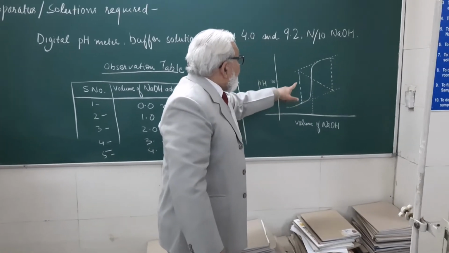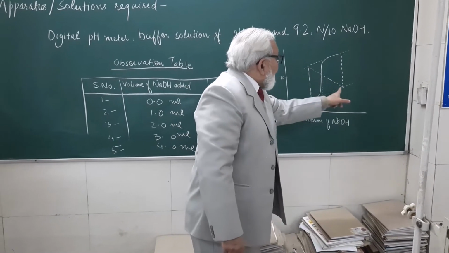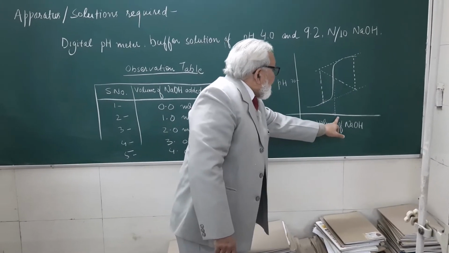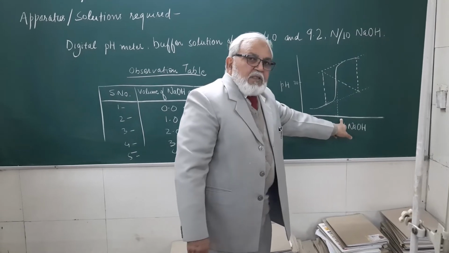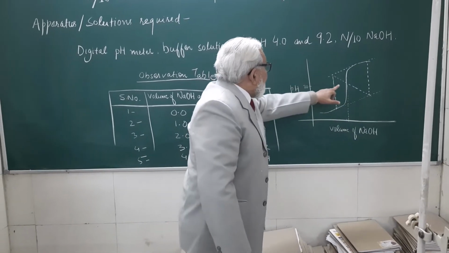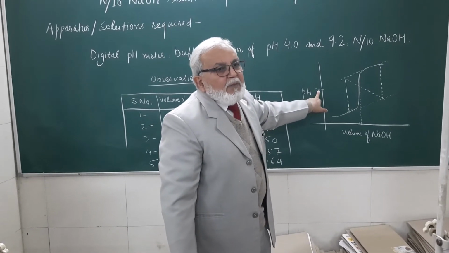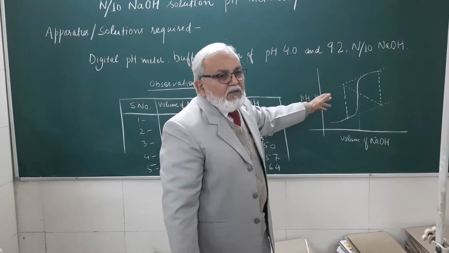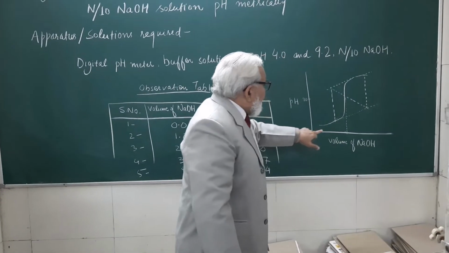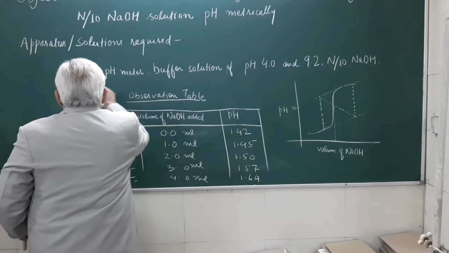Okay. Now by these readings we have drawn this curve, and by this curve we draw, you can see, a parallelogram on this curve, and then the diagonal of this parallelogram tells the volume of NaOH used at the end point, and the pH at this stage will be nearing 7. It may be 7 or it may be 6.8 to 7.12, etc.